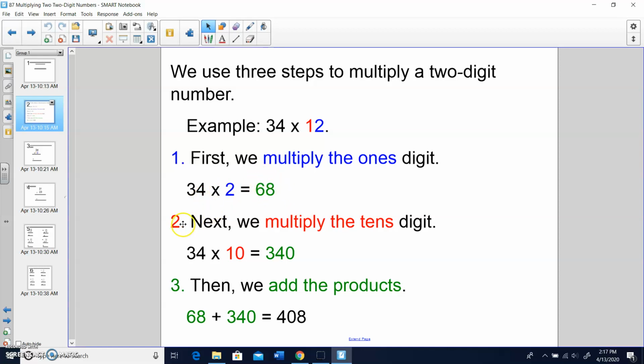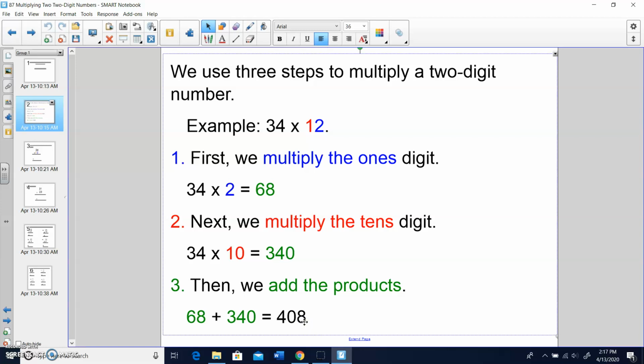The second step is to multiply by the tens place, which would be the 1, which would represent 10. So 34 times 10 is 340. Then we add the two products together. So 68 and 340 together would be 408. So first you multiply the ones place, then you multiply the tens place, then you add together.